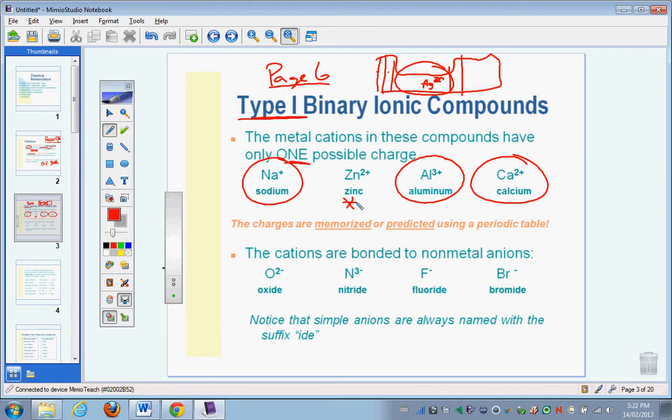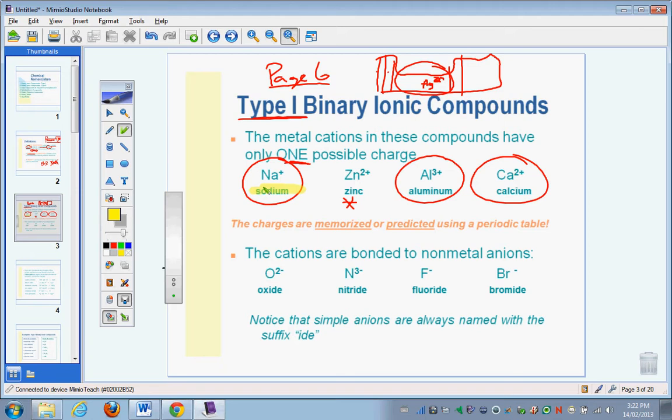Zinc and silver, you just have to memorize. Zinc is 2 positive, silver is 1 positive. Notice something else very important here. Okay? This is very subtle, but it's important. If I just said Na, what's its name? Just Na, you'd say sodium. Na positive, the cation, is also called sodium. The cation's name is the same as the name of the element.